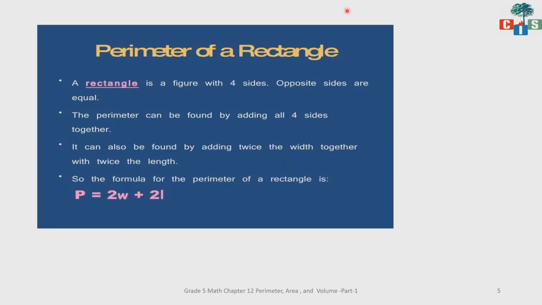So scholars, now let's see perimeter of a rectangle. So what is a rectangle? A rectangle is a figure with four sides. See, this is a rectangle. It has four sides. But in a rectangle, opposite sides are equal, and in a square, all four sides are equal. Now if we want to find perimeter of a rectangle, what do we need to do, scholars? Yes, we need to add all four sides together. When we add all its sides, we will get the perimeter of the given rectangle.